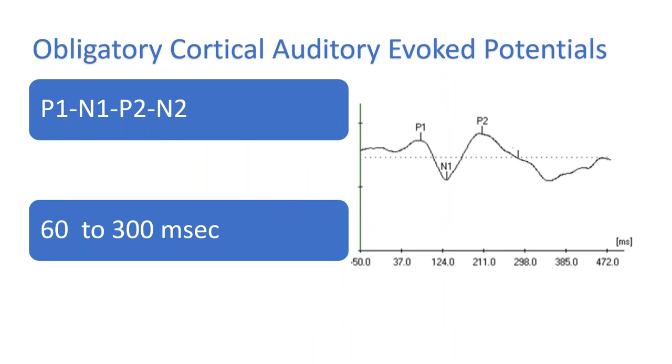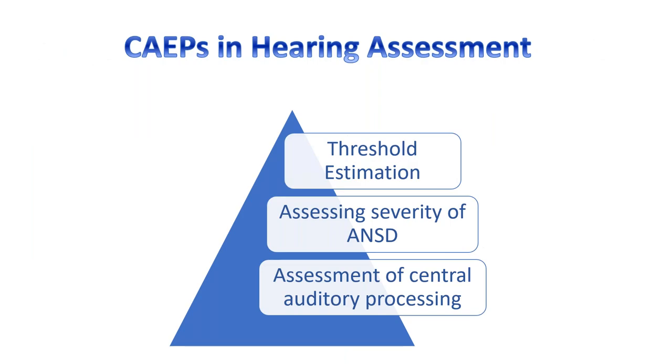So in the obligatory cortical evoked potentials, we basically get four peaks, two positive and two negative peaks, in the latency of 50 to 300 milliseconds, or 60 to 300 milliseconds. The first positive peak, P1, occurs at around 60 milliseconds. N1 occurs at around 100 milliseconds. P2 around 160 milliseconds. And N2 occurs around 200 milliseconds.